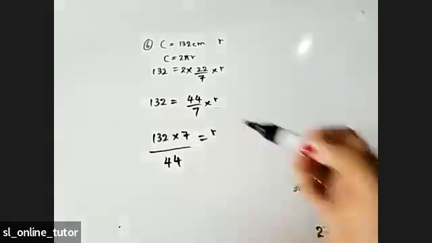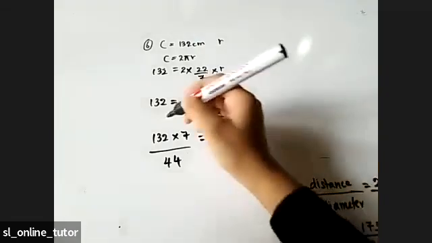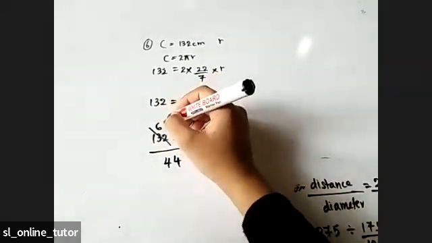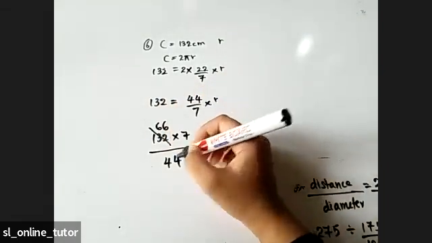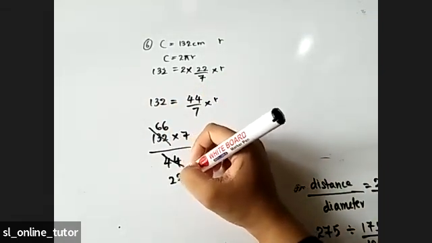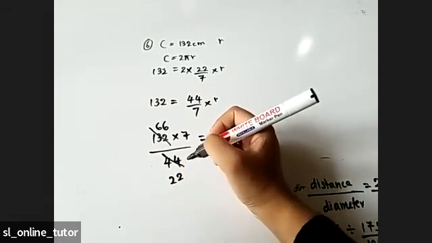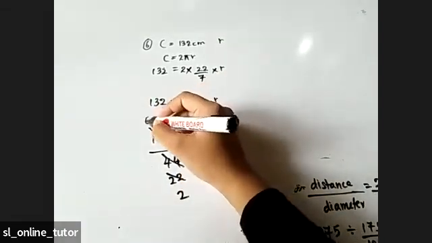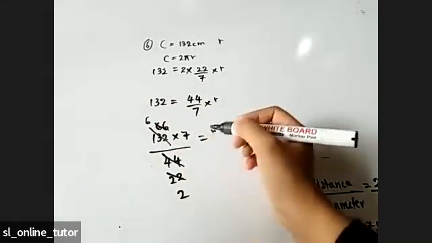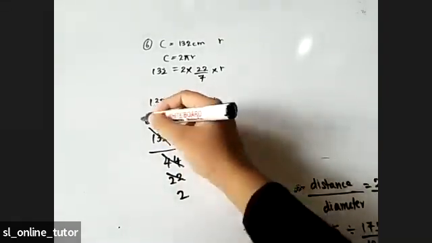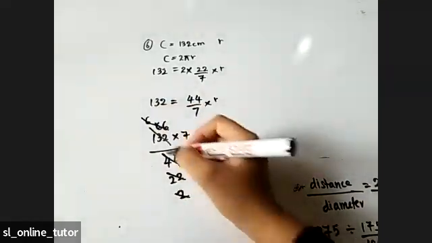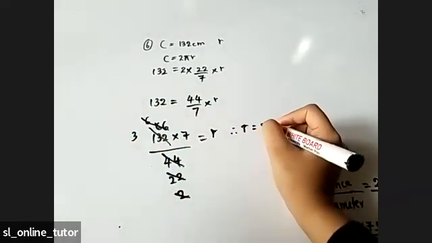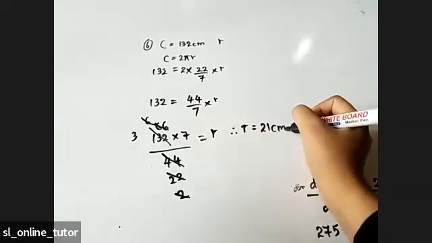How much? 132 and 44. They are divisible by 2 times table. 2 times 6, 12. So 12 here, again another 6, right? Then here 2 times 22. Again, you can divide this by 11 times table. 11 times 2 and 11 times 6. Is it correct? Yeah. Then here you get again 6 divided by 2. So that is 3. 3 times 7. Therefore, r is equal to 21 centimeter. Can you understand?